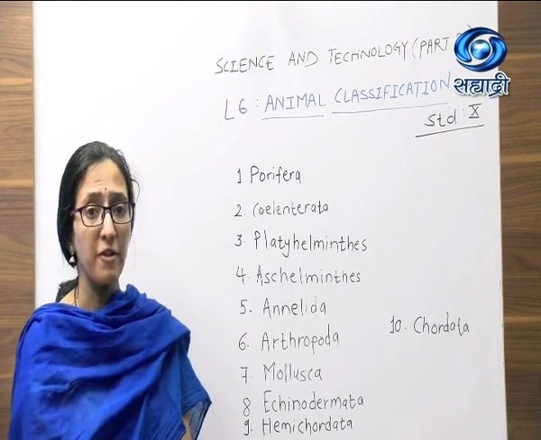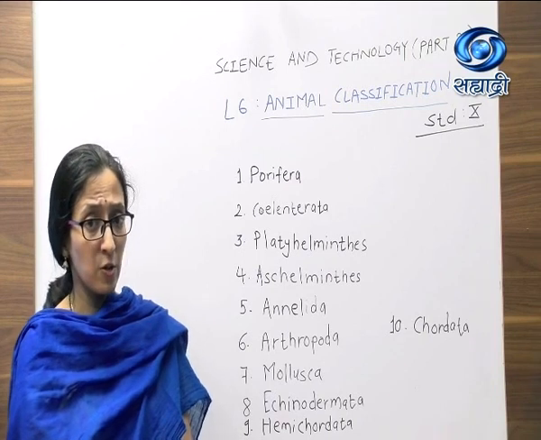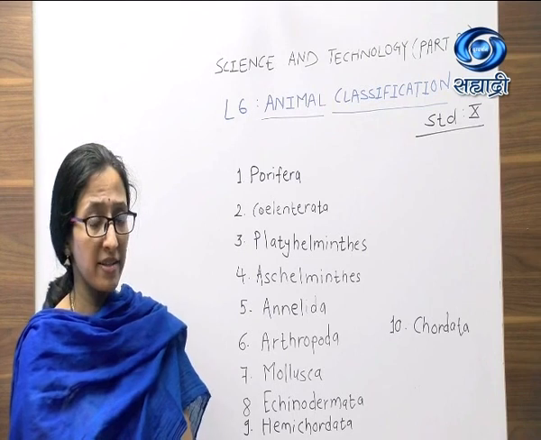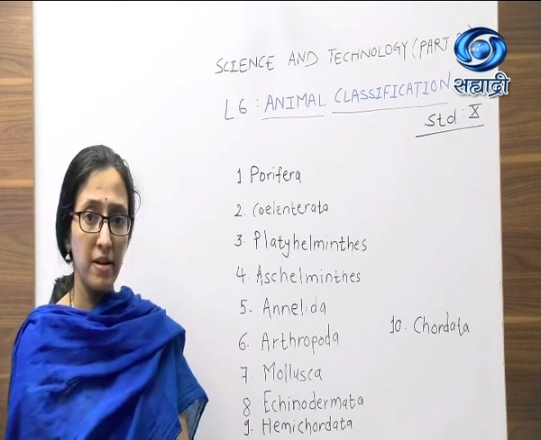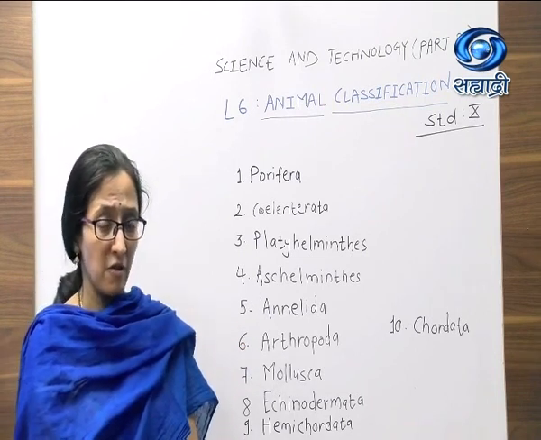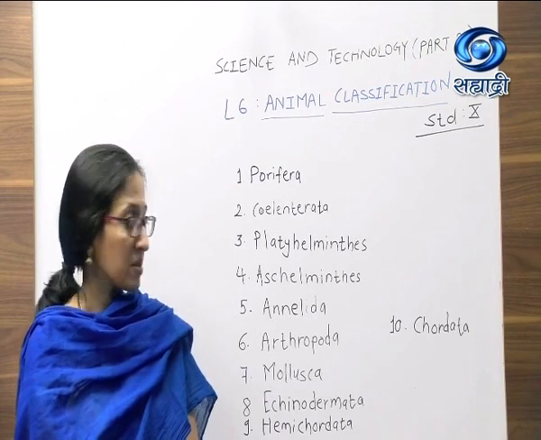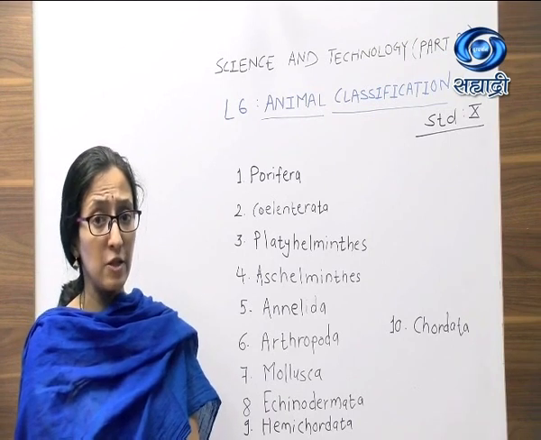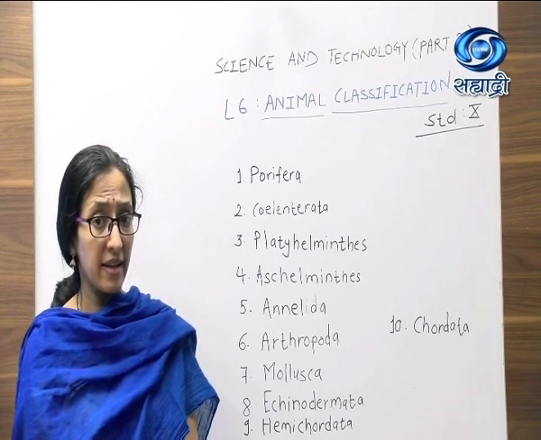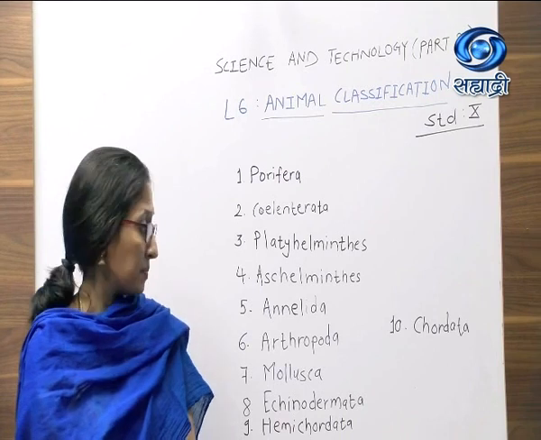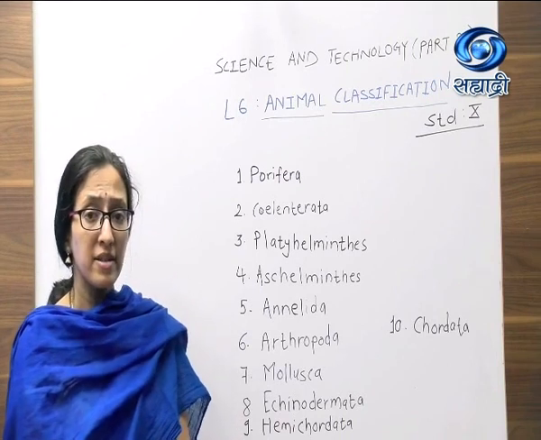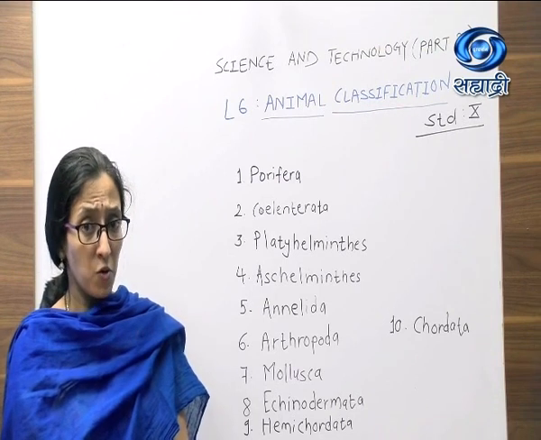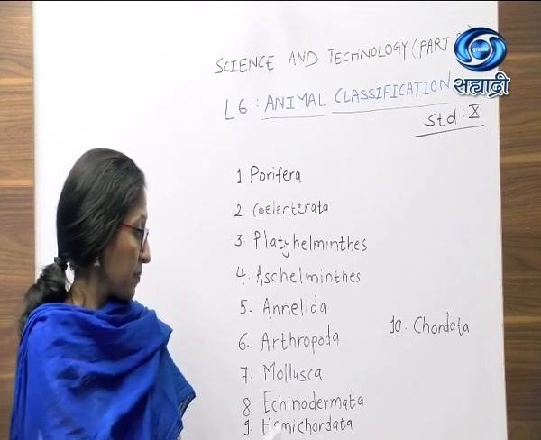The third phylum is phylum Platyhelminthes, which includes flat-bodied worms. These members are endoparasites. The fourth phylum is phylum Aschelminthes, which includes roundworms. Fifth phylum is phylum Annelida. Presence of annular rings is the characteristic feature of this phylum. Arthropoda, it is the largest phylum of animal kingdom. These members show jointed appendages.